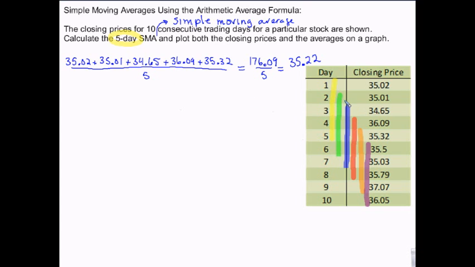And then we come in and we do the second 5 days. So day 2 through day 6, the green one. Maybe I should label these; this one's yellow. Next we're going to do green. So you add days 2 through 6 together and divide by 5.